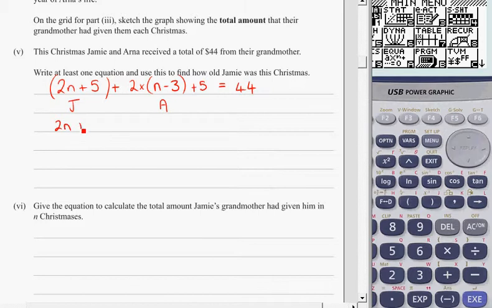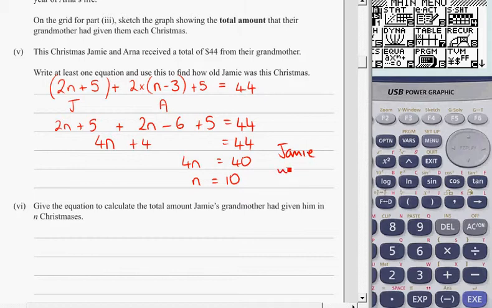Right, so I've got 2n plus 5, plus now we need to do some expanding. 2n minus 6. So in algebra, we've got 4n, 5 and 5 is 10, minus 6 is 4, equals 44. 4n equals 40, and n equals 10. So Jamie was 10 years old. We should write that down. Jamie was 10. And you can, of course, check it. So if Jamie was 10, the sister would have been 7.